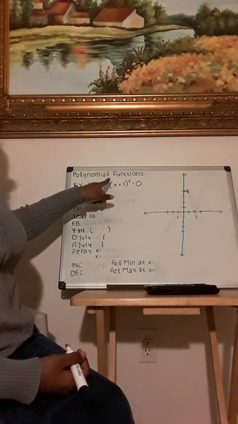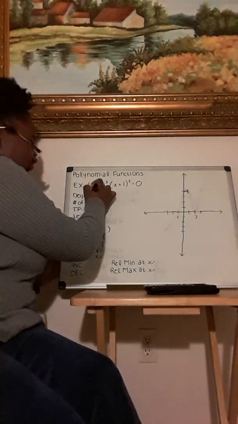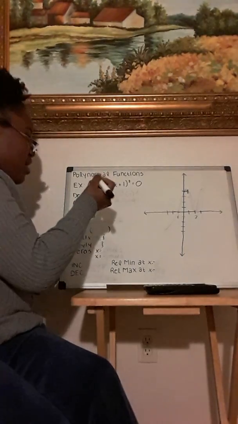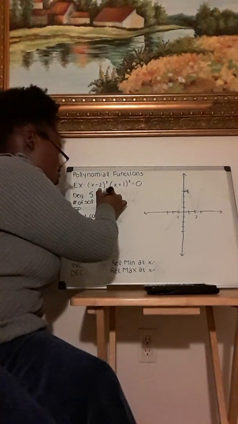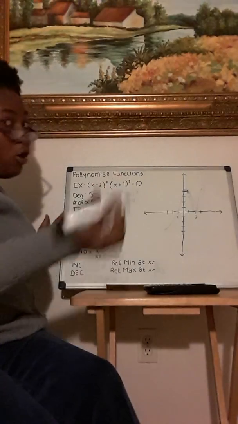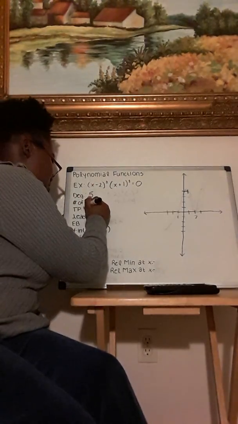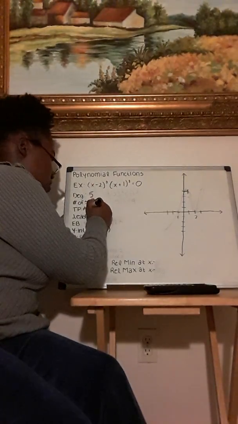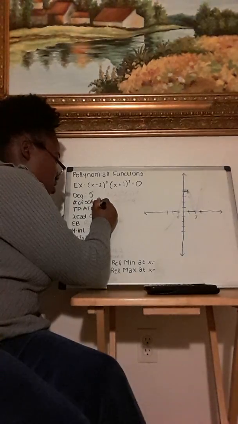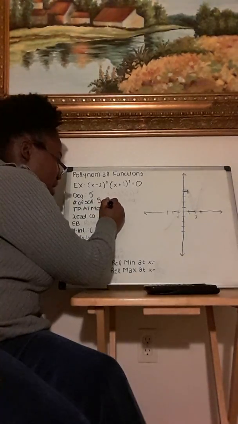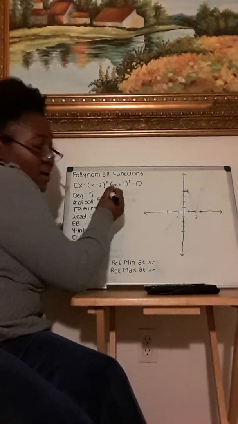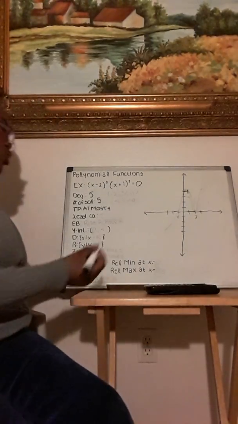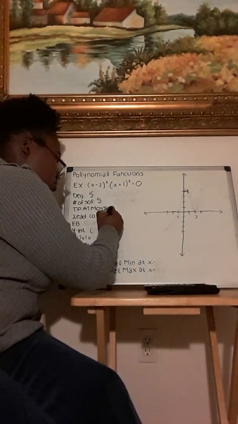So based on the exponents, we can tell that our degree will be 5, because 2 plus 3 is 5. And using that, we can see our number of solutions will also be 5. And also using that, we can see the number of turning points will be at most 4, because the number of turning points is always degree n minus 1. So 5 minus 1 is 4.